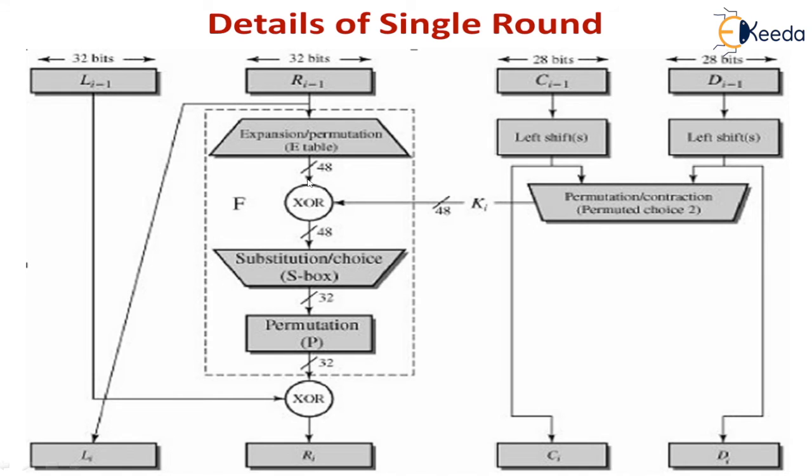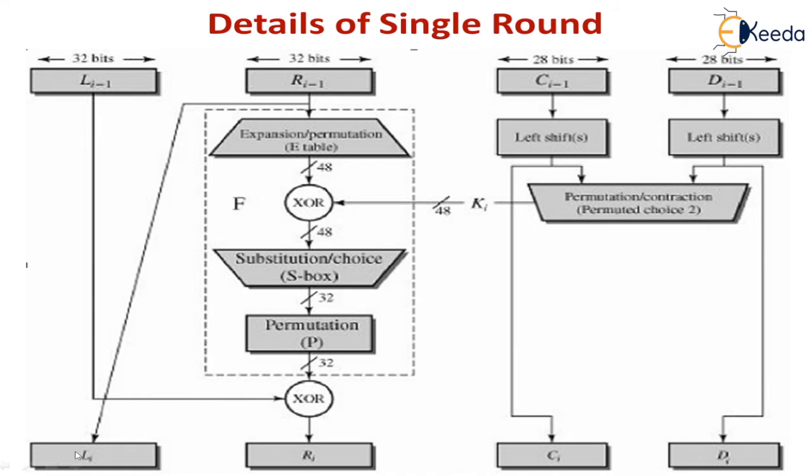The table is given in page number 75. Then it is again XORed. This key is used with the XOR operation to produce a 48-bit substitution, and with the S box, a 32-bit output is produced. Permutation is carried out, the same 32-bit output is produced, and XOR with the left half of the input plain text, and then we produce this particular output.